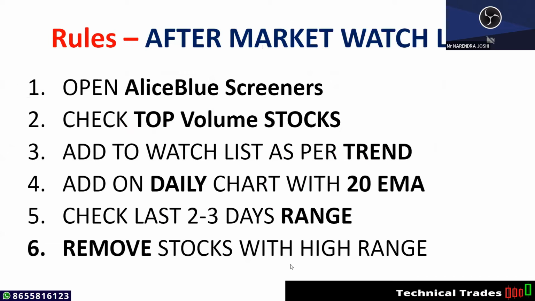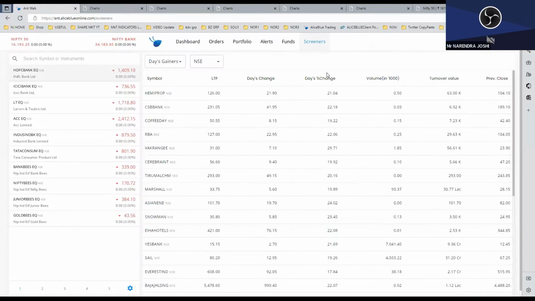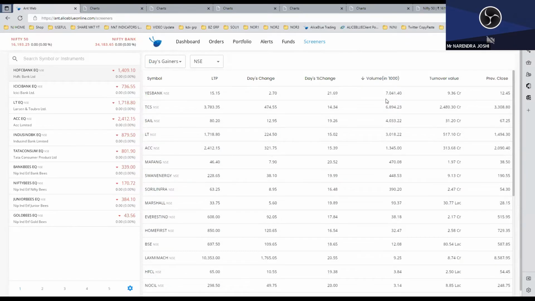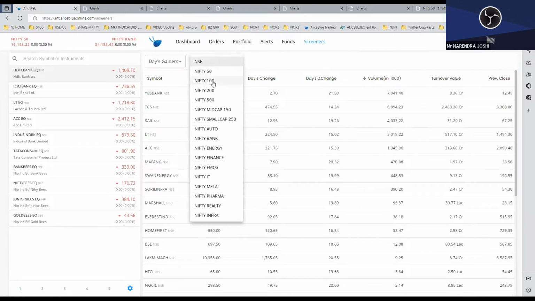So let's come to the rules. After market watch, we first have to create a watch list for the next day. You have to open the LS Blue screener, log in to your account, and check top volume stocks. You have to understand all the rules to create a simple watch list for next day trading. I'm sharing this; you can get this screener here. In live market also you can select those stocks, but if you do some homework, then you are prepared for the next day.